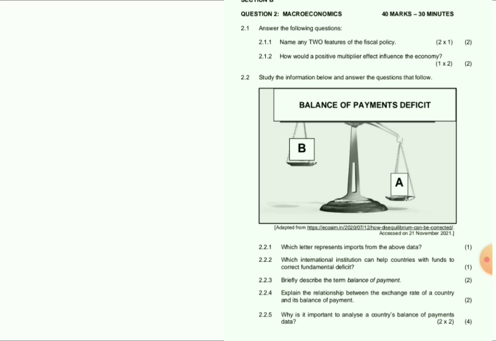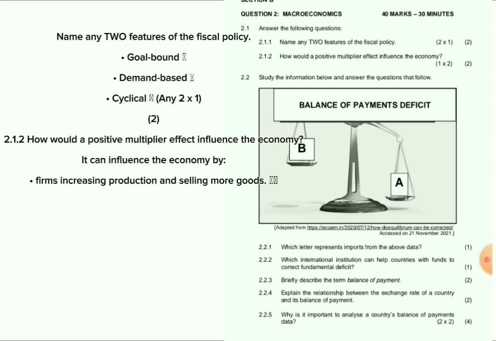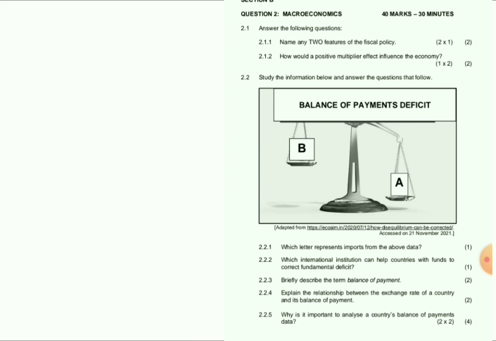So firms increasing production and selling more goods can influence the economy. Here we just write one statement, but there's another one. Providing income to households influences the economy by increasing spending, because people are going to be working, so they are going to earn an income.